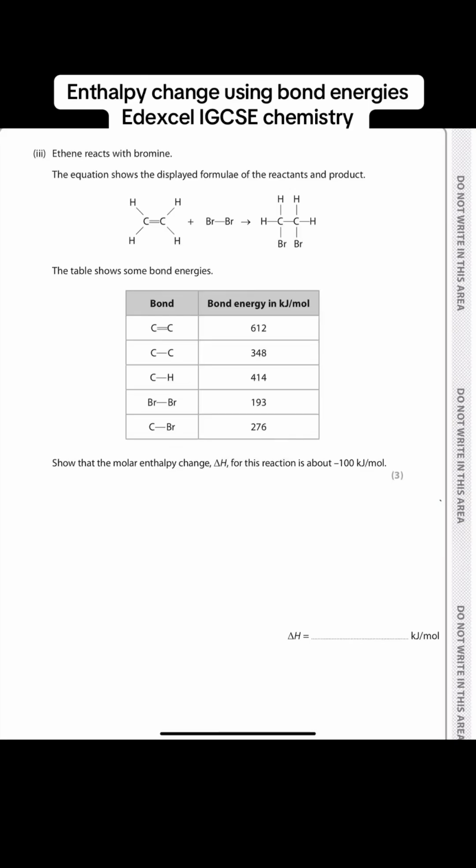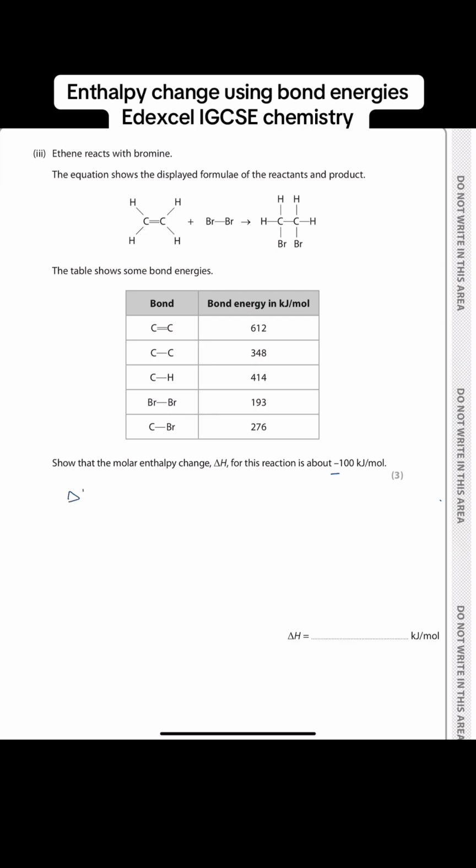Calculating the enthalpy change of a reaction using provided bond energy is one of the most common questions in Paper 2, Edexcel IGCSE Chemistry. This is a past paper question, and in this question, there is a reaction between ethene with the addition of bromine to give you the dibromo compound here. And they provided you with a table for all the different bond energies and want you to show that the molar enthalpy change for this reaction is about minus 100 kilojoule per mole.